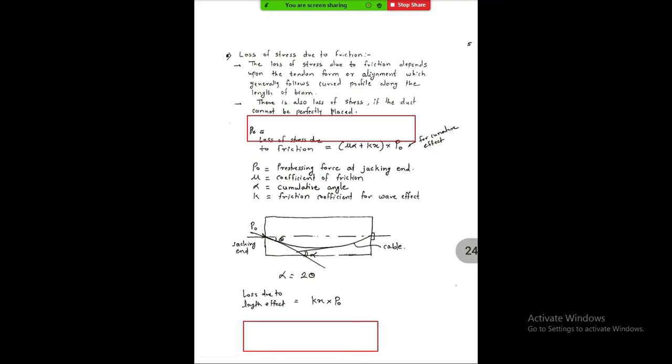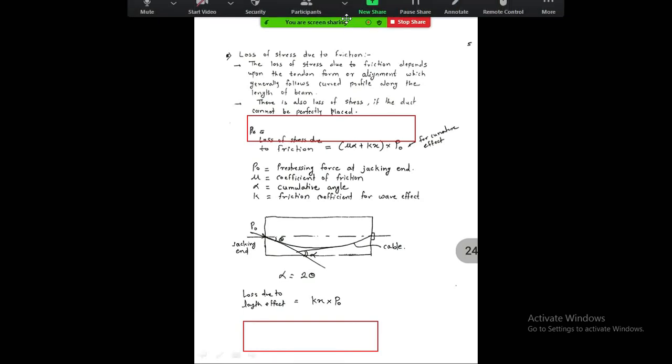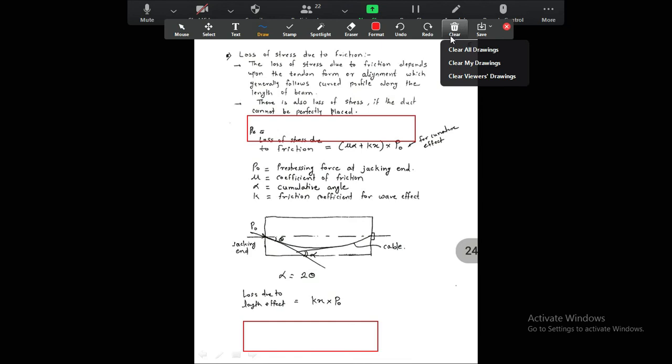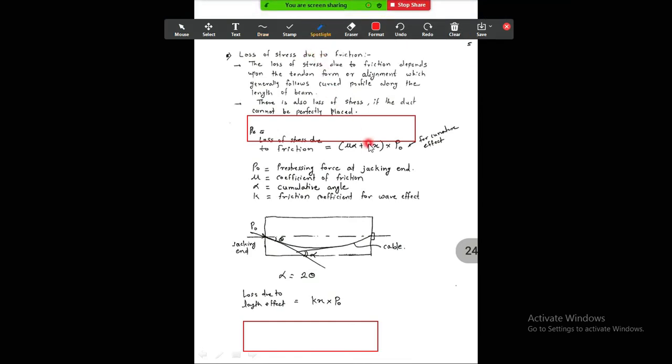So loss of stress due to friction. The loss of stress due to friction depends upon the tendon form and alignment, which generally follows a curved profile along the length of the beam. There is also loss of stress if the duct cannot be placed perfectly.